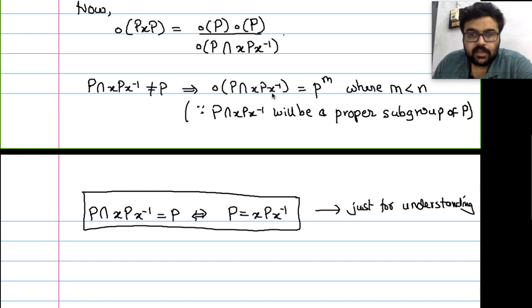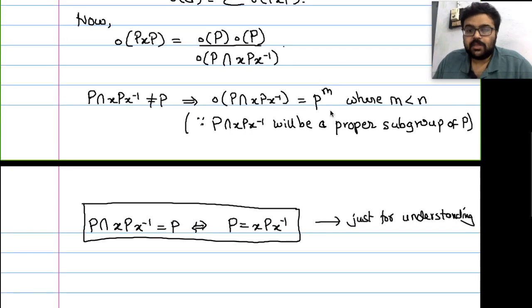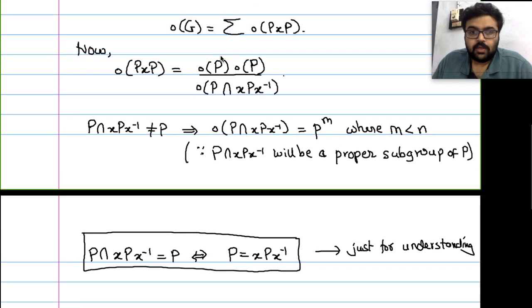Right, so in that case it will be a proper subgroup. If it is not equal to P, it is a subgroup of P, a proper subgroup. Order of P is p power n, so the order is p power m. So here also p power n, and here is p power m, where m is strictly less than n. So then what is the order of PxP?